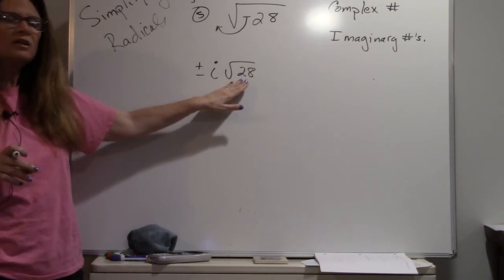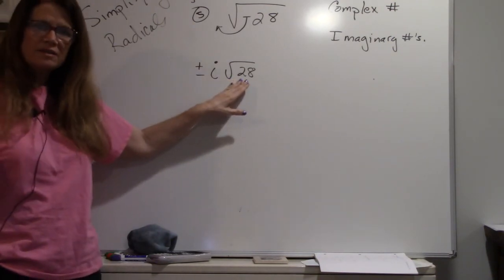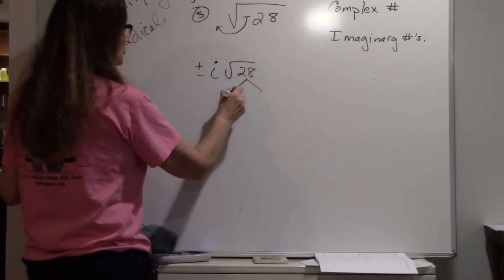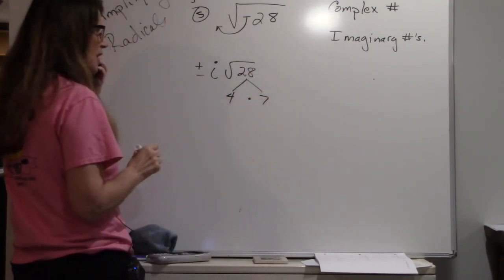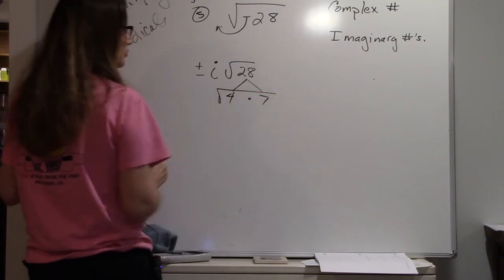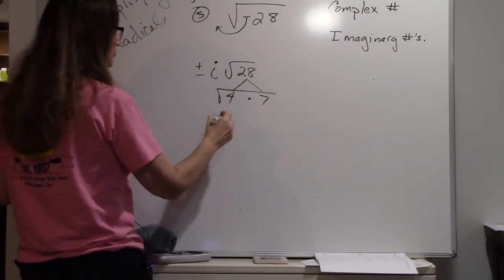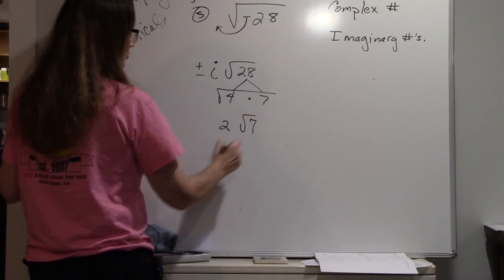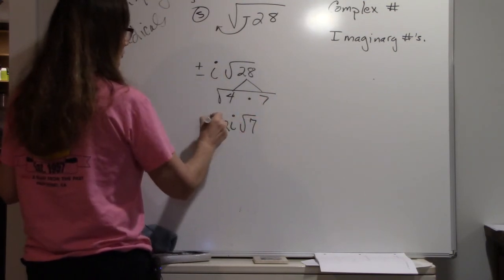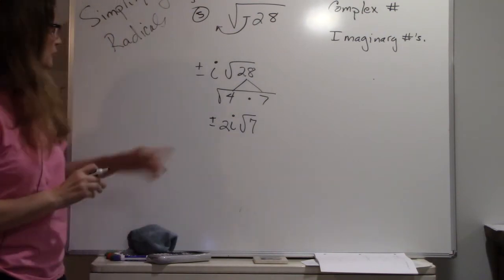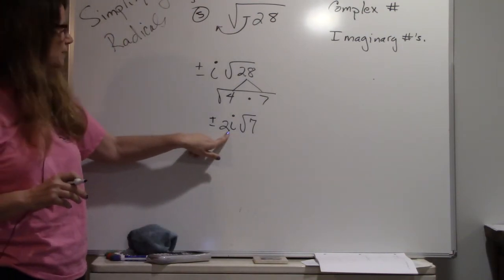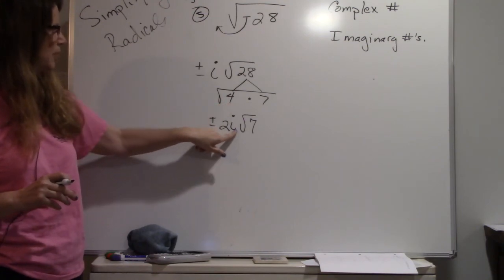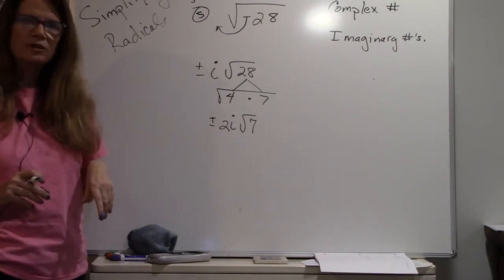So now that the negative is gone, now I can simplify this. I'm going to break this up. 4 is a perfect square. 7 is not. I'm going to take the square root of both. Square root of 4 is 2. 7 stays underneath my radical, and my i is still part of the outside. So the i is no longer underneath the radical. Pulled my 4 out as a 2, multiplied it by my i. The 7 stays underneath the radical.